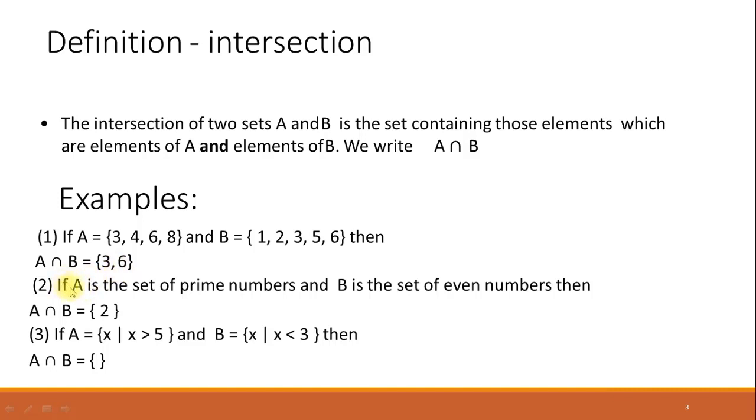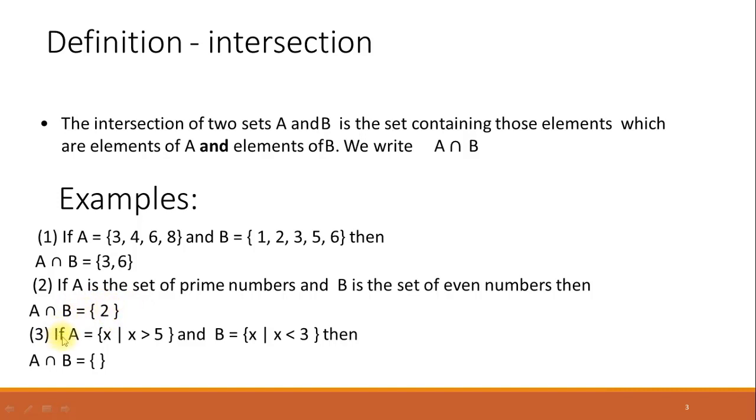Now, another example: if A is a set of prime numbers and B is a set of even numbers, then A intersection B contains only one element, 2, because 2 is a prime number and also an even number. So in this case, the intersection of these two sets contains only one element, 2.